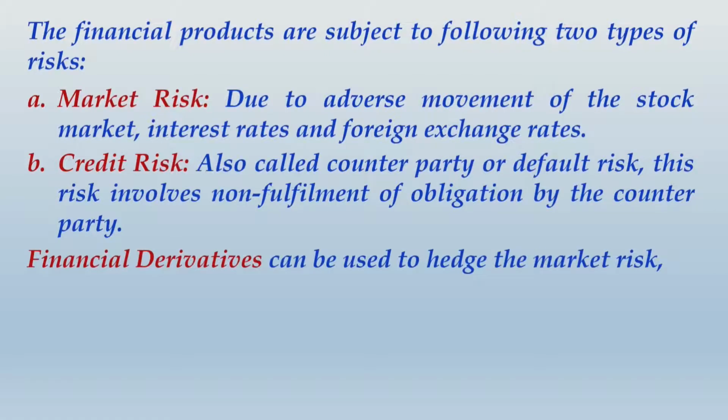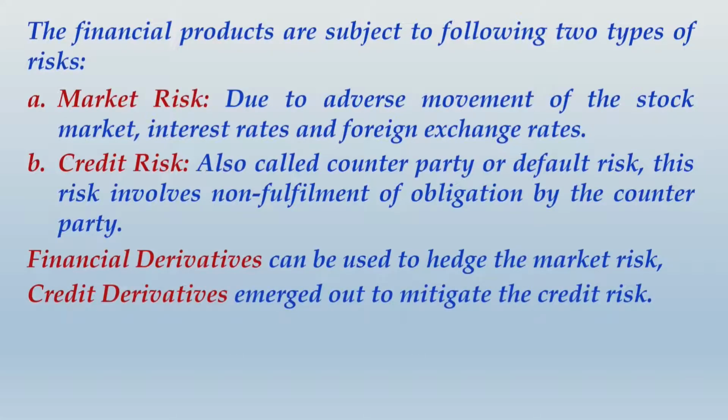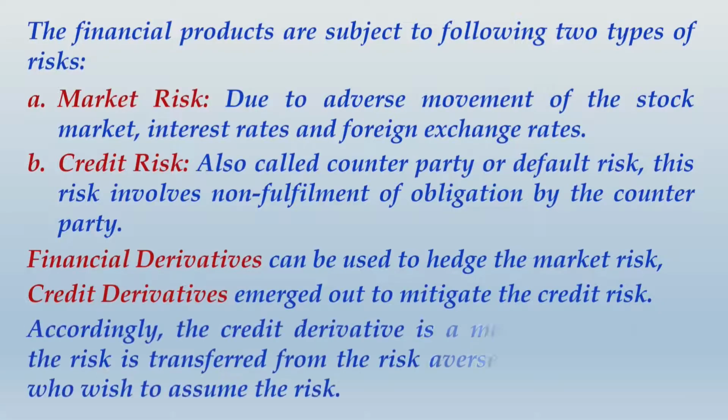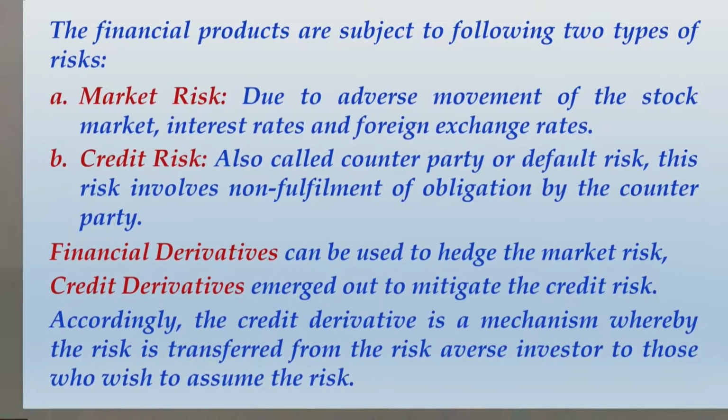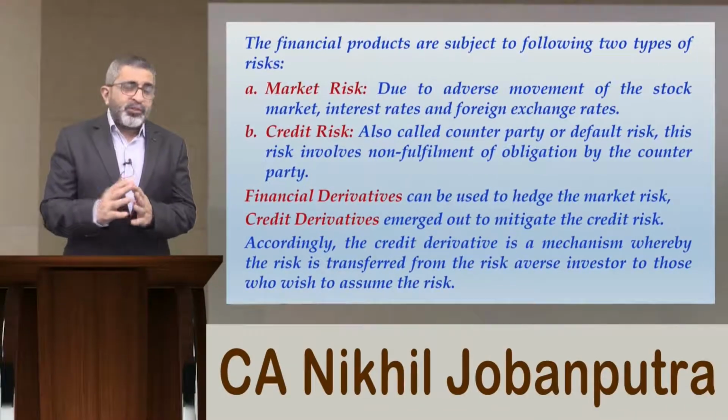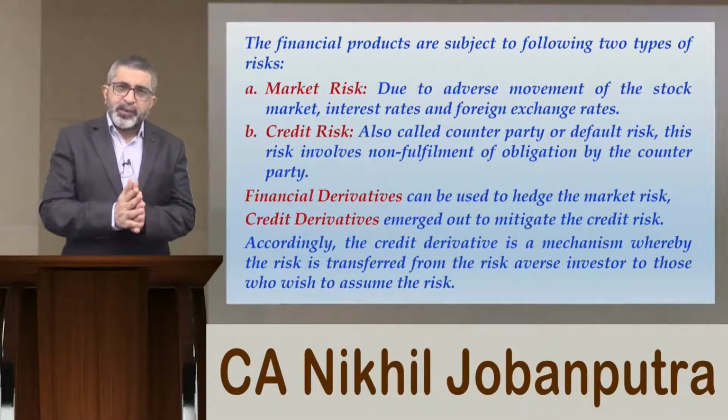Financial derivatives can be used to hedge the market risk, whereas credit derivatives emerged to mitigate the credit risk. Accordingly, the credit derivative is a mechanism whereby the risk is transferred from the risk-averse investor to those who wish to assume the risk. Now, before you start writing this content, let me explain one more point which is given in that last paragraph over there.